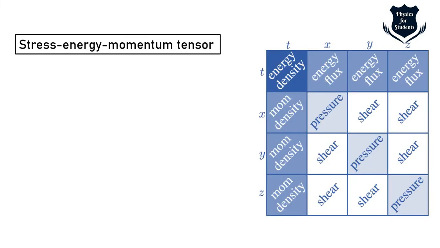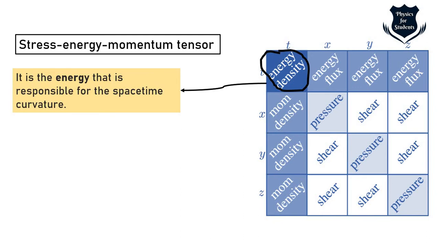Now here you see on the right hand side in blue, I have mentioned the stress energy momentum tensor. So we will deal first with what is called the energy density. It is the energy that is responsible for the curvature of space-time. Now as matter equals energy, hence energy is responsible for space-time curvature. When matter moves from one place to another, there is a flow of energy. The space-time curvature is thus determined by the energy density.